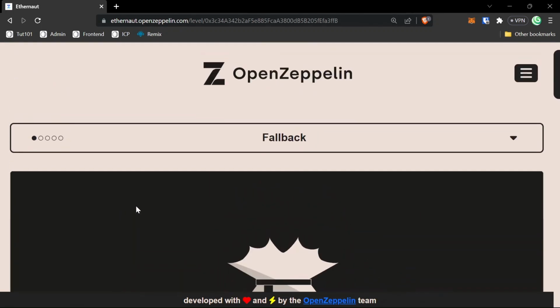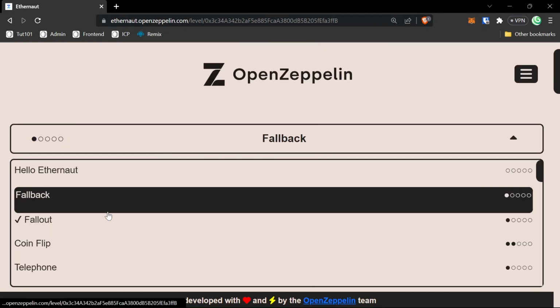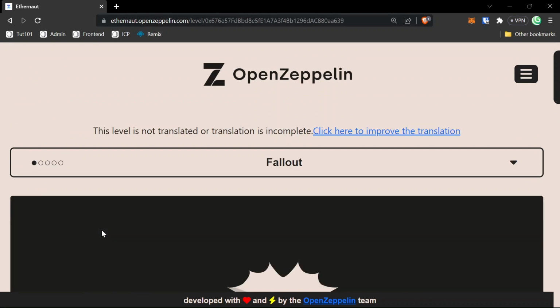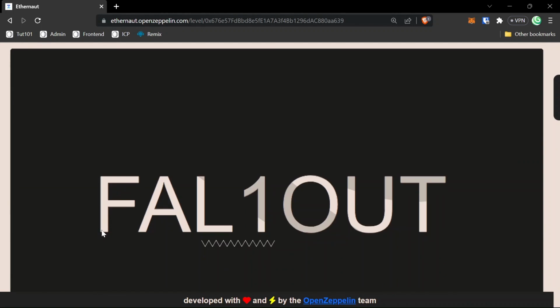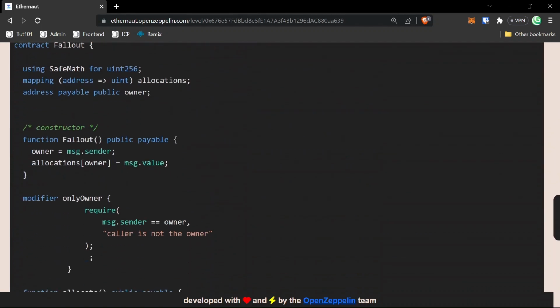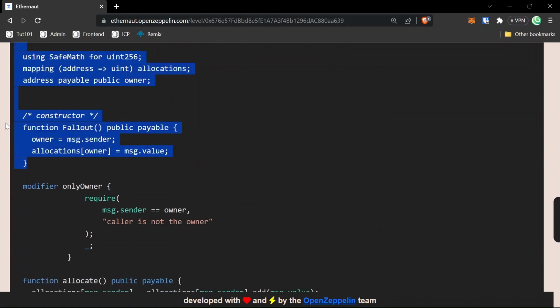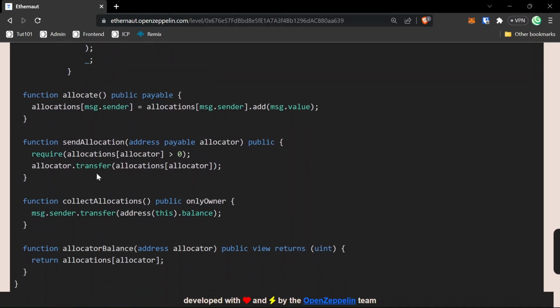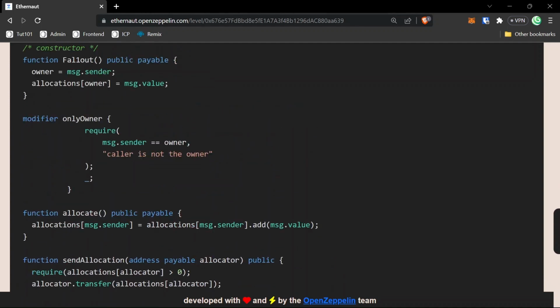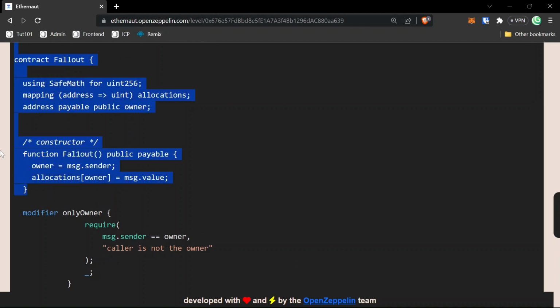Let's go to the next one, which is Fallout. The major learning I had at Fallout was to identify the silly mistakes people could make while writing a contract. For example, in this contract, this function is named as the constructor, but it is actually a normal function. The goal is also similar: we need to drain the funds, and to do that, we need to become the owner. We could easily become the owner by calling this Fallout function, which is commented to be the constructor.